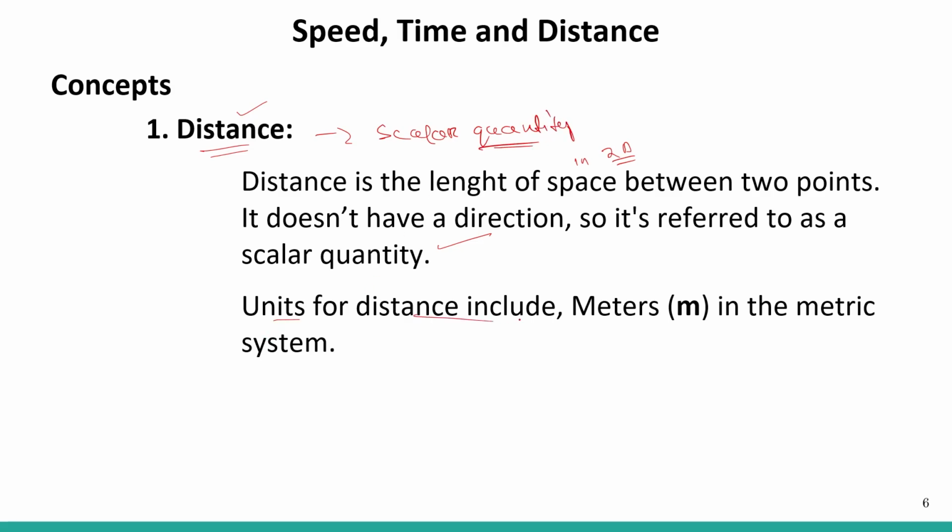So units for distance include what? Meters, in the metric system. We also use centimeter, inch, kilometer, mile. These are the terms that we also use for length. But in the metric system the standard is meters.